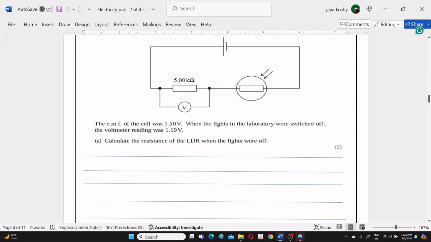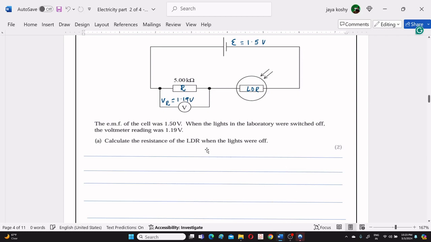So let us mark everything here. The EMF is given as 1.5 volt. This is the LDR. Then the voltmeter reading is 1.19 volt. So if we are calling this the fixed resistor R, this is the voltage across the fixed resistor, which is 1.19 volt.